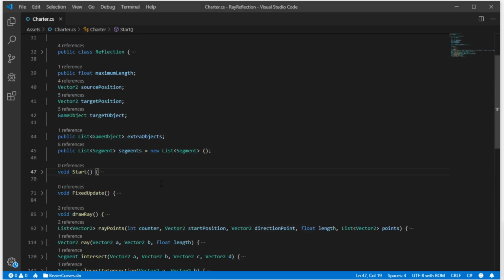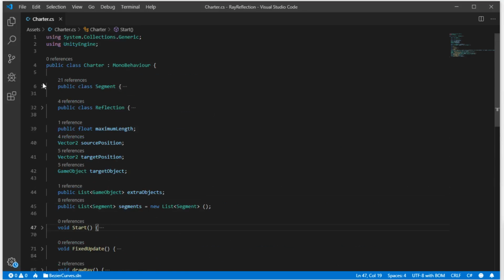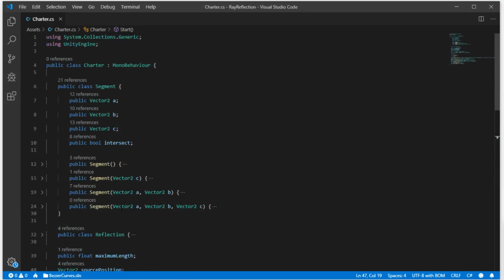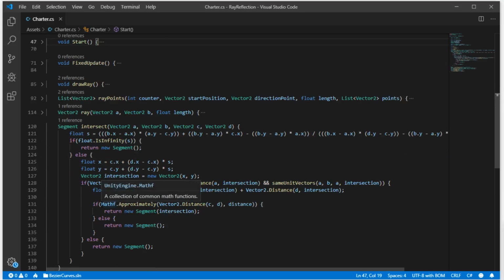Now in the code there is nothing interesting, it's just functions. I use one auxiliary class, which is called segment, to store intersections, determine if there are any, and to store the surfaces' coordinates. This requires some attention: while I'm calculating intersections, I'm using the Math approximately function, because sometimes even if float numbers look exactly the same, they are not, so this is important.